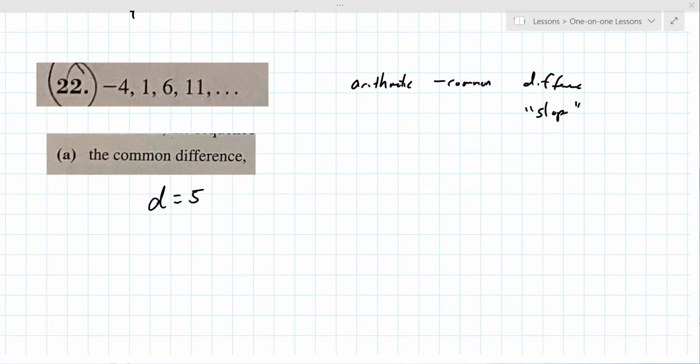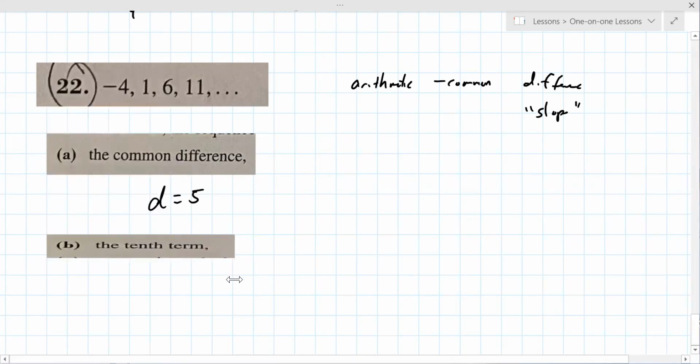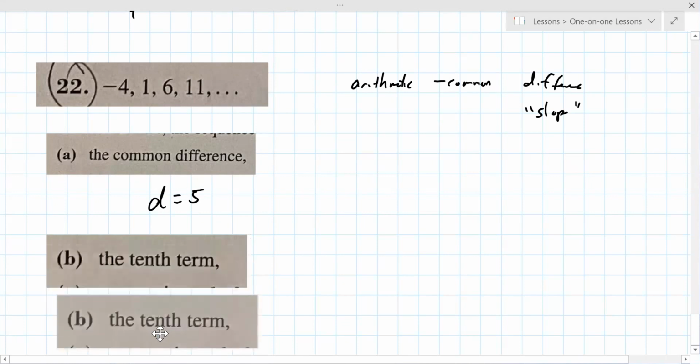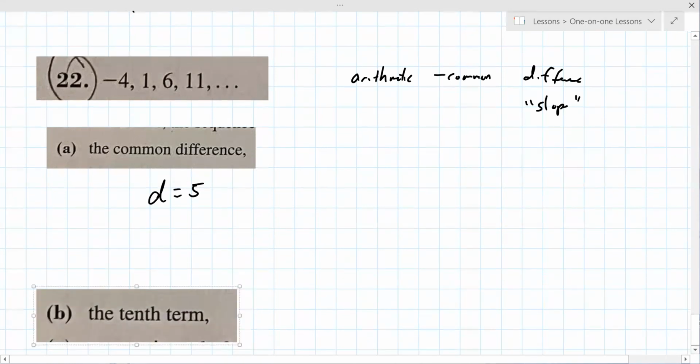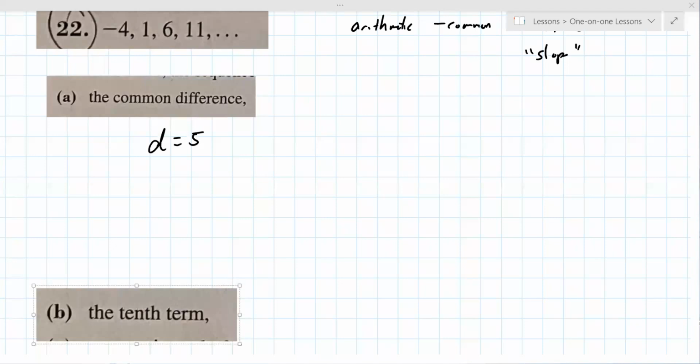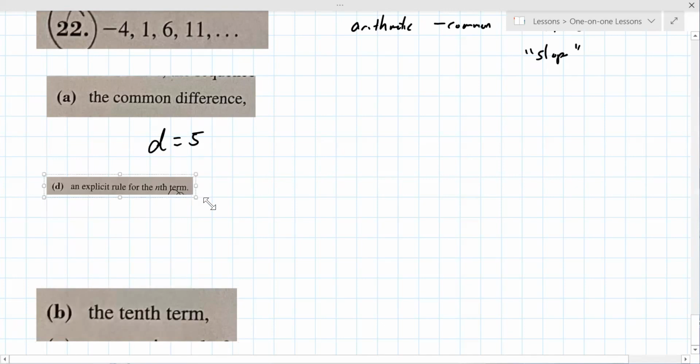The 10th term. It wants you to find the 10th term. I think what they're trying to get you to do here is write out a bunch of terms and just find it. Let's hold off and write the formula for this first, because that's actually more standard. Your book does it really oddly. You generally just find an explicit rule for the nth term.